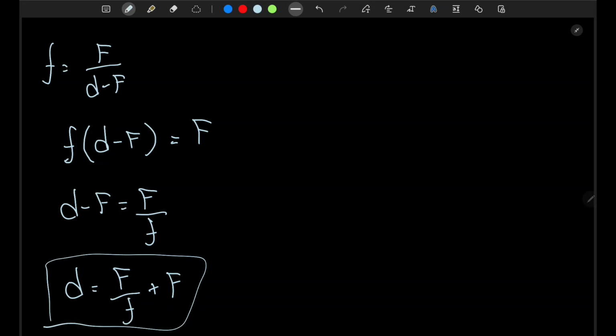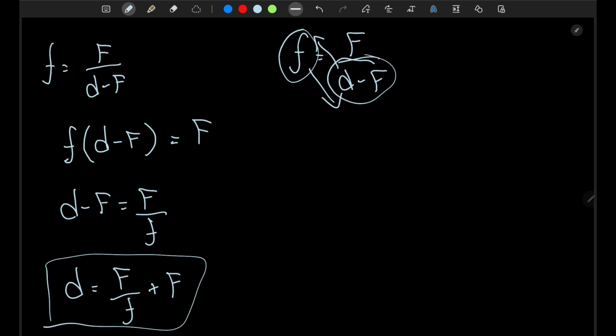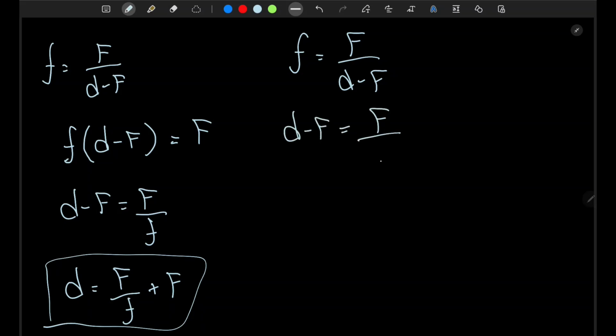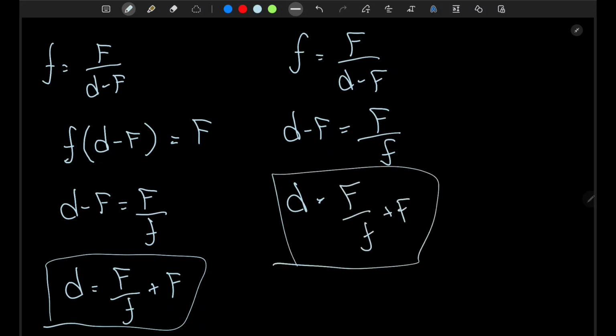Let's see if we can do this in less steps. So if we have f equal to big F over d minus f. So now let's do this first one in one step here where we can take the d minus f up and the big F down. So then what we have is d minus f is equal to big F over small f, and then we just have to move that f over like we did before, and we are left with d is equal to big F over small f plus big F. So this is where it comes in handy, where you can just simply exchange each side of the equation.